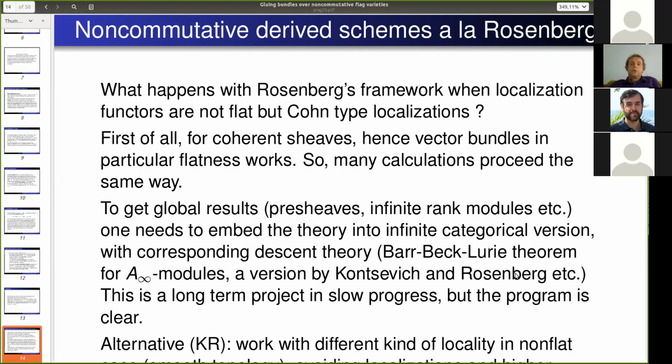The case of these Cohn type localizations, I said that it works well for finitely generated projectives. And if you want to do descent, you don't do these comonads, you do kind of infinity comonads. And for that, there exists the so-called Barr-Beck-Lurie theorem. Barr-Beck theorem is the way you do descent in the usual case, and Barr-Beck-Lurie theorem does it in the infinity case. In fact, about the same time it was done by Kontsevich and Rosenberg in the different language of A-infinity categories.